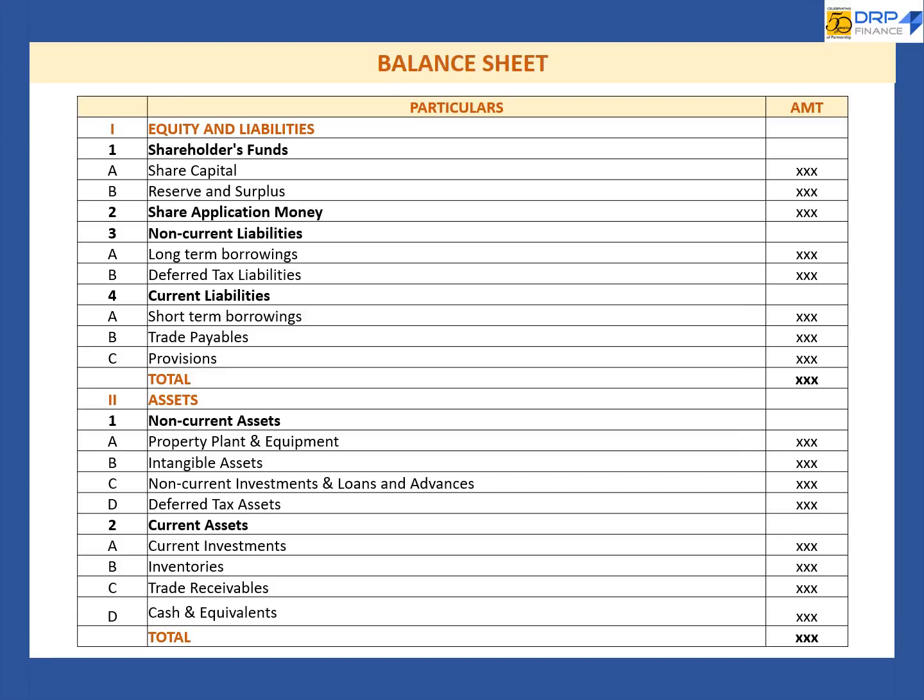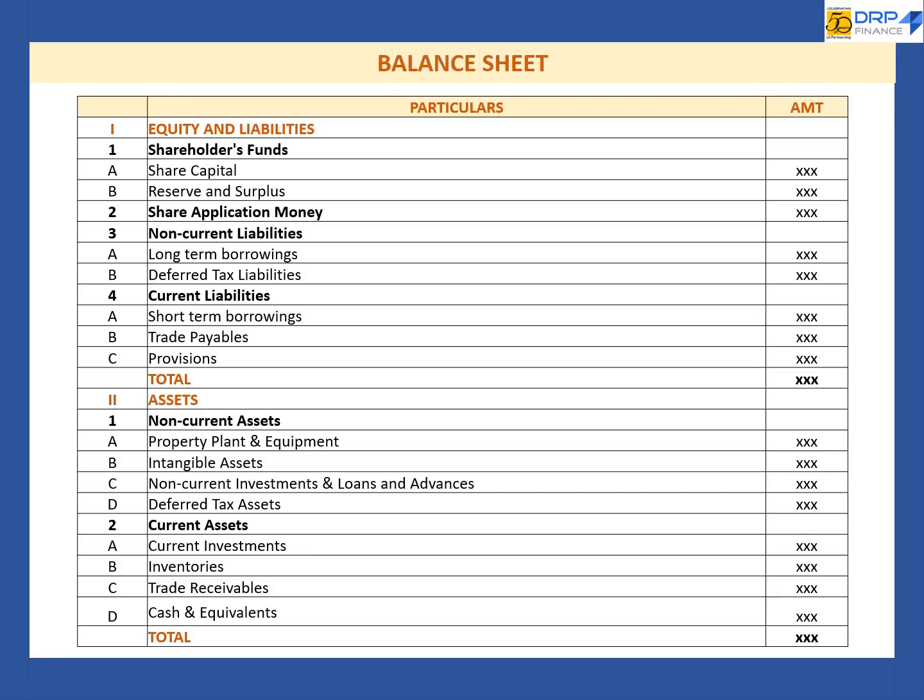Liabilities comprise non-current liabilities and current liabilities. Current liabilities are those liabilities which are expected to be settled within 1 year, and non-current liabilities are long-term in nature. Non-current liabilities may be long-term borrowing, deferred tax liability, etc. Current liabilities can be short-term borrowing, trade payables for goods purchased, provisions, etc.